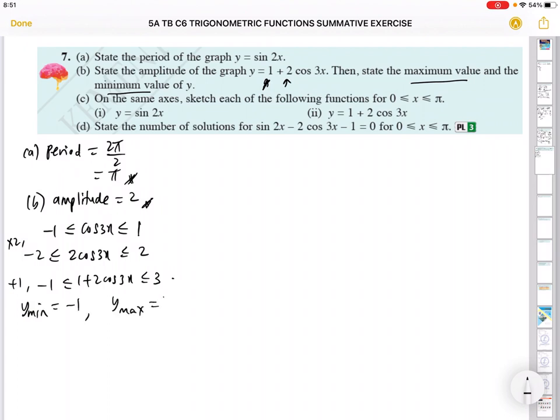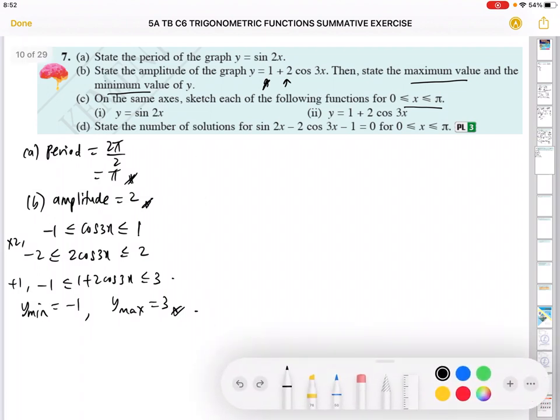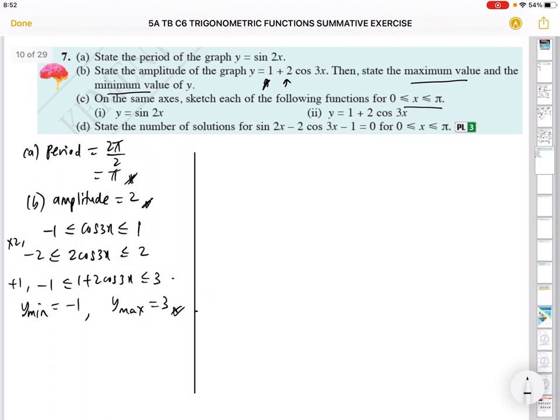Next, on the same axis, we want to sketch both graphs for 0 to pi. Okay, this is a bit long. The graphs are, we need to draw sine 2x and 1 plus 2 cos 3x. Okay, so now maybe I explain briefly.